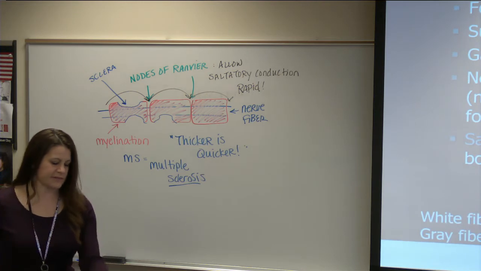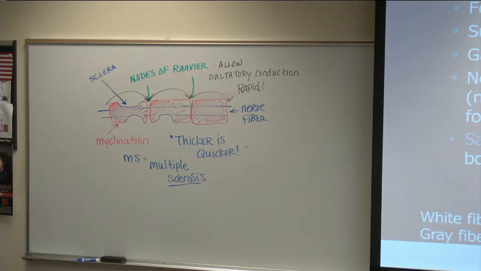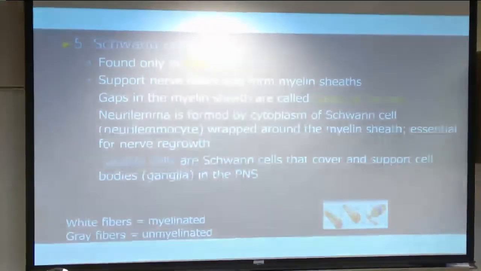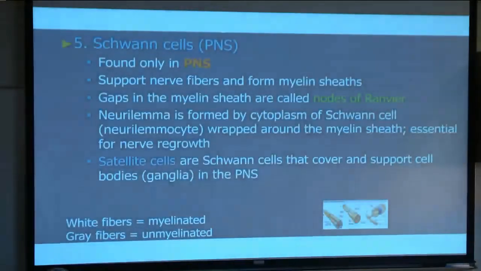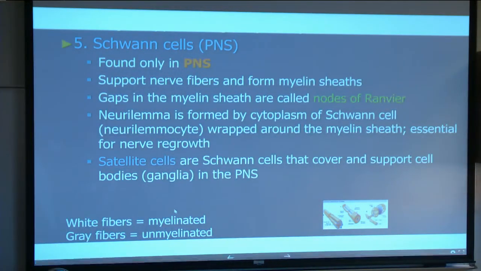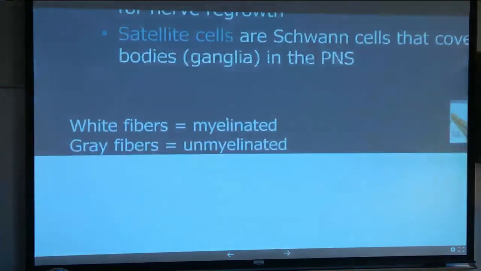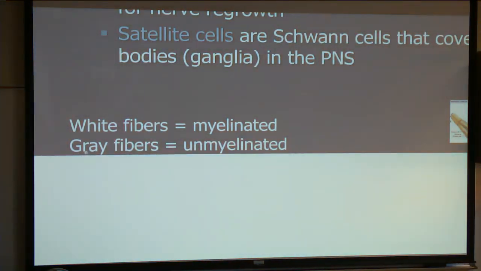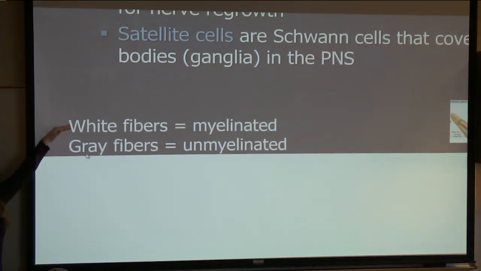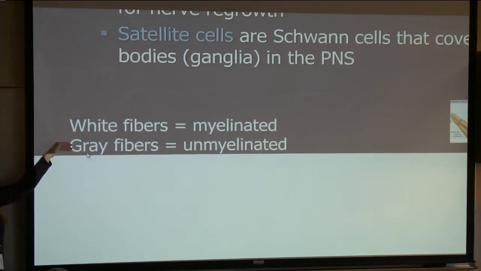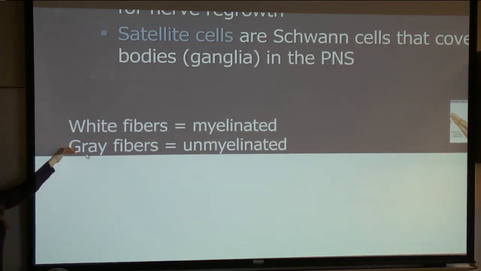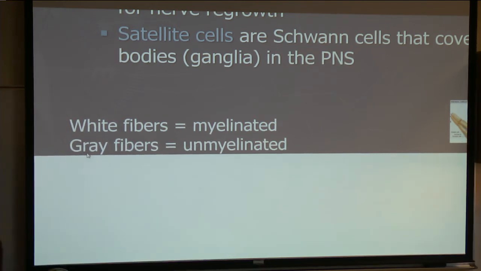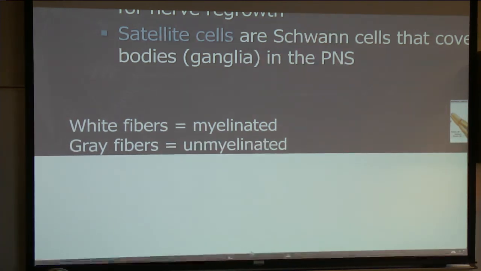Also, one more thing we can see if we go back here: when you do have myelination, we call these fibers white fibers. And when we don't have myelination, we call them gray fibers. So white fibers, also known as white matter within the brain and spinal cord, are myelinated. Gray matter within the brain and spinal cord is not myelinated. So that would be unmyelinated tissue.